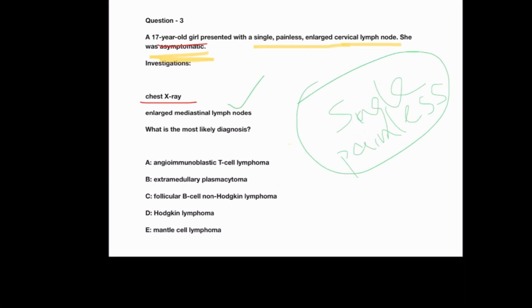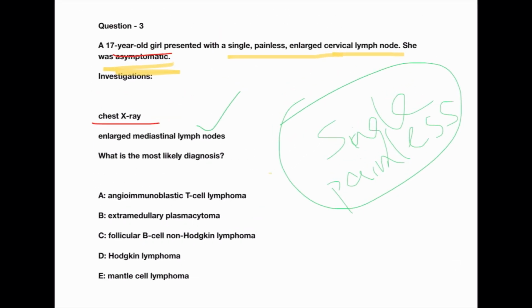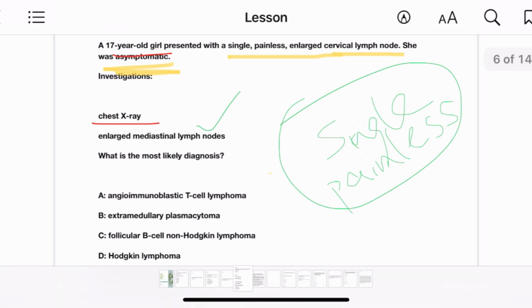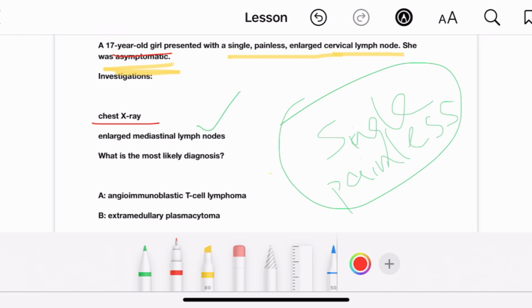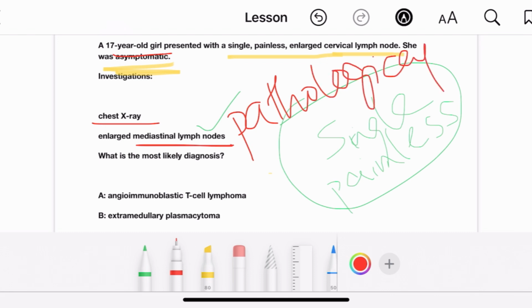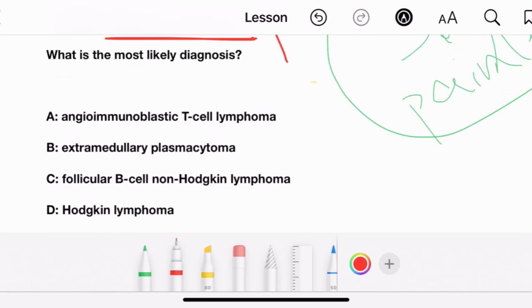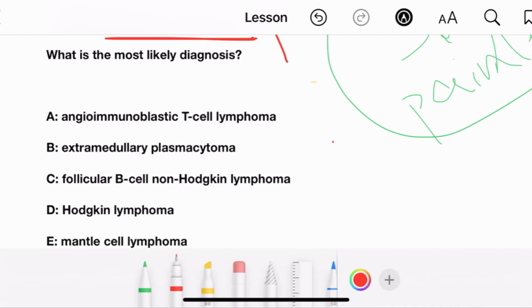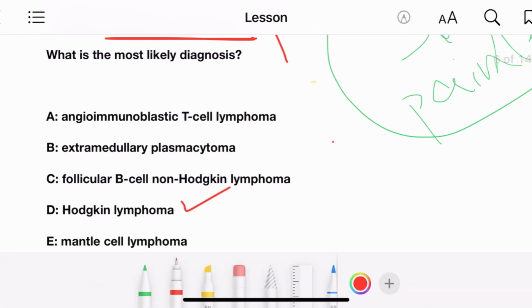This is a typical question showing a young girl who is asymptomatic, otherwise apparently normal, but presented with a single painless cervical lymph node, and the X-ray shows enlarged mediastinal lymph nodes. We should note that an enlarged mediastinal lymph node is always pathological. So we have to see the options first. By seeing the options, the correct option for this question is option D, Hodgkin's lymphoma. So why? We'll come to the explanation.